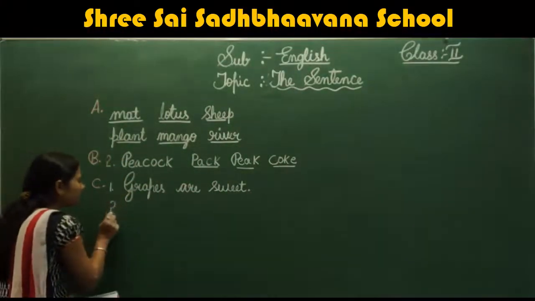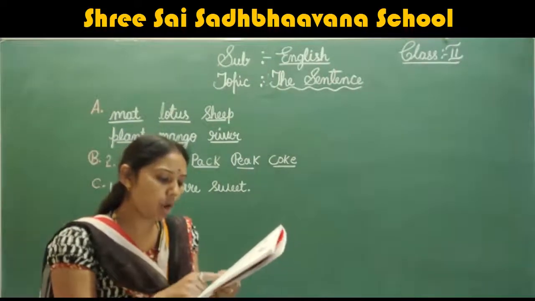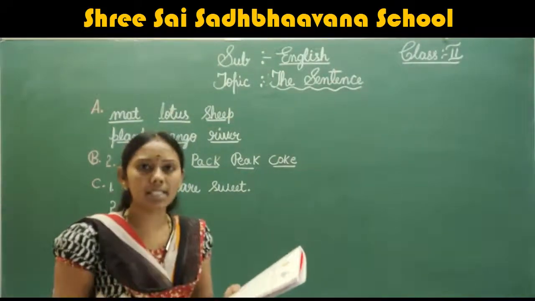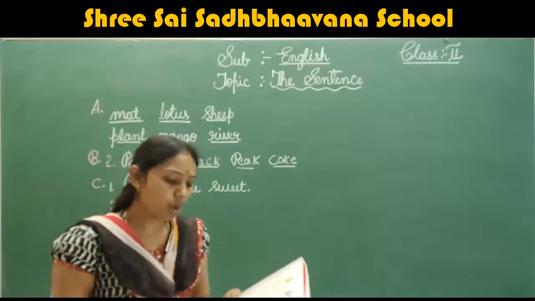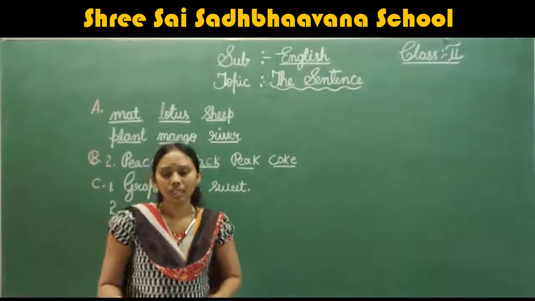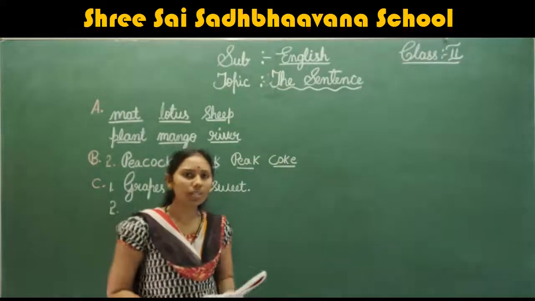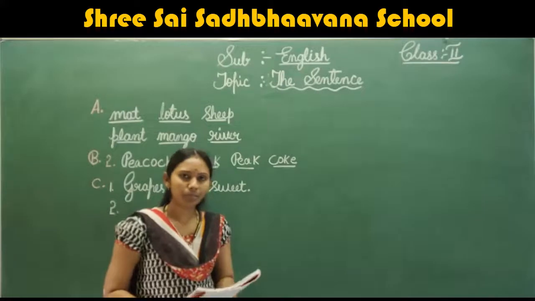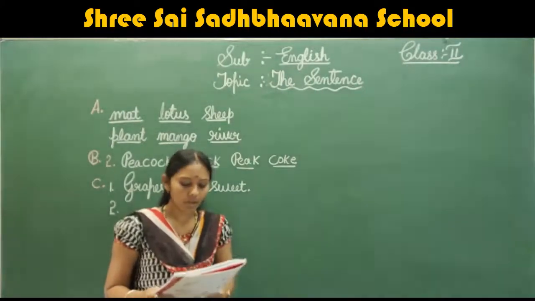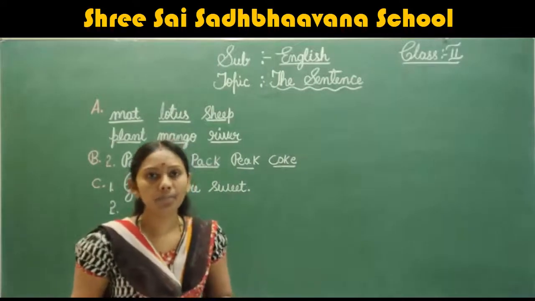Second one, what is there? Animal, fox, cunning, easy. Is this a proper sentence, children? Is this a proper sentence? No. Then how are you going to arrange? How are you going to say animal, fox, cunning, easy?